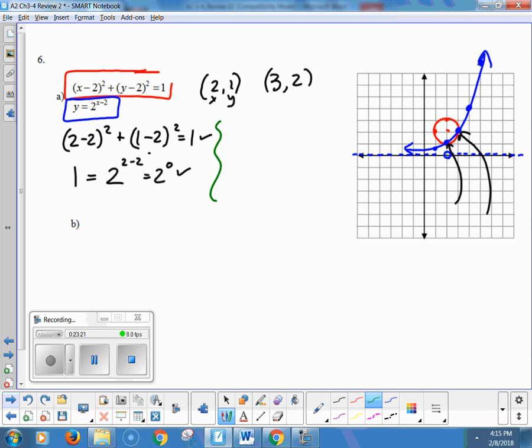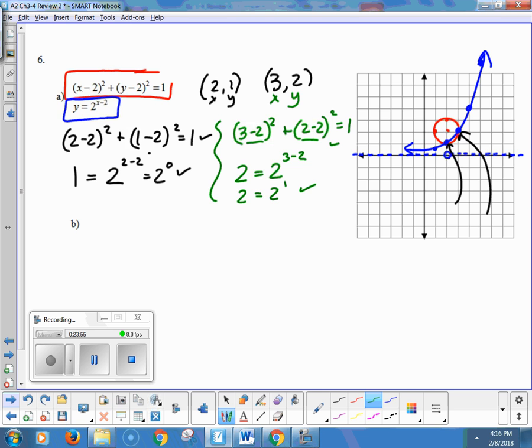Checking this point here, the (3, 2), I would get x, no, not x, that's the whole point. Plug in 3. 3 minus 2 squared plus 2 minus 2 squared. Does that equal 1? This is 1, and that's 0, so yep, that works. And 2 must equal 2 to the 3 minus 2. And that is 2 to the first. So that works. Yay! Everything works out.